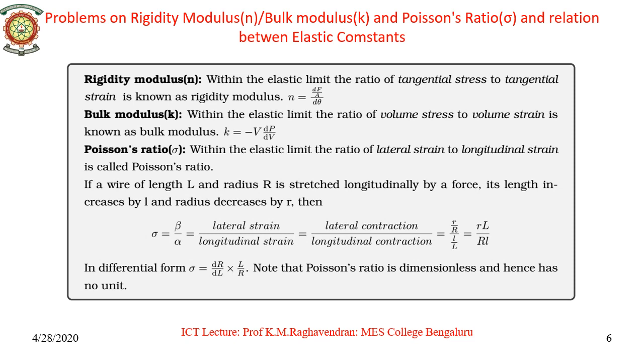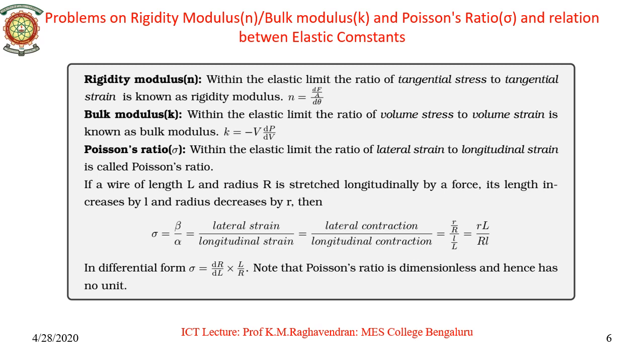In this slide, we first define the rigidity modulus, which is nothing but the ratio of the tangential stress to tangential strain. It is denoted by the symbol N and has the same unit as Young's modulus, namely Newton per meter squared. The bulk modulus, which is the ratio of the volume stress to volume strain, is given the symbol K and also has the same unit, which is Newton per meter squared. The formulas for these are shown in the slide.